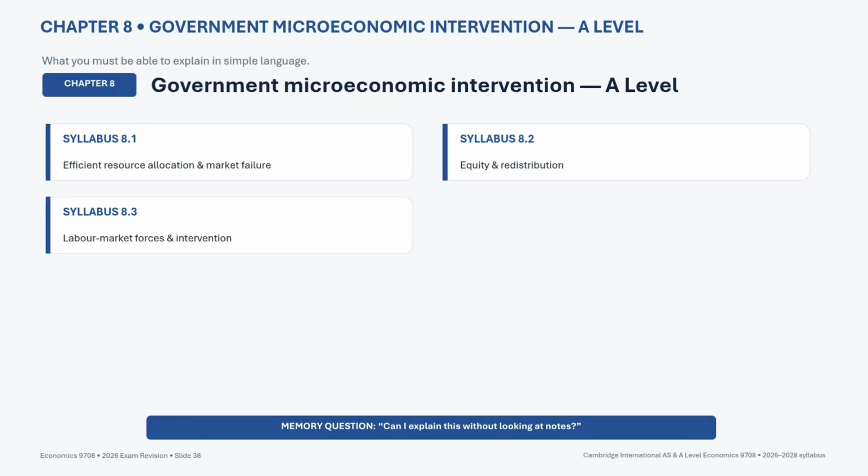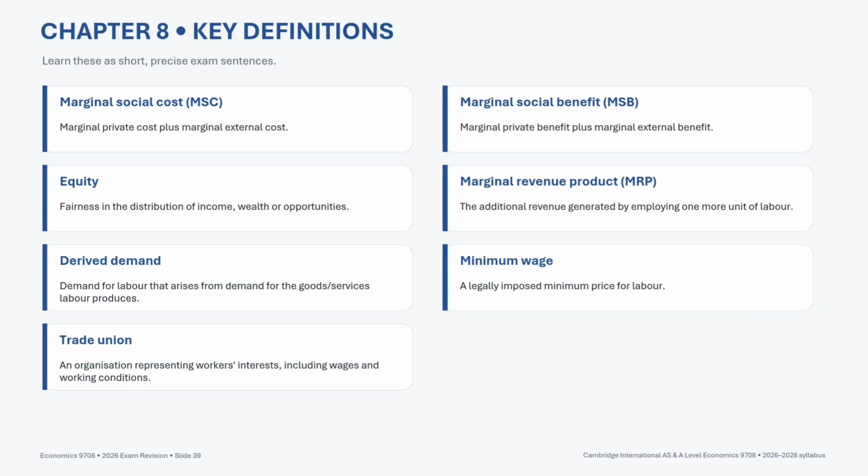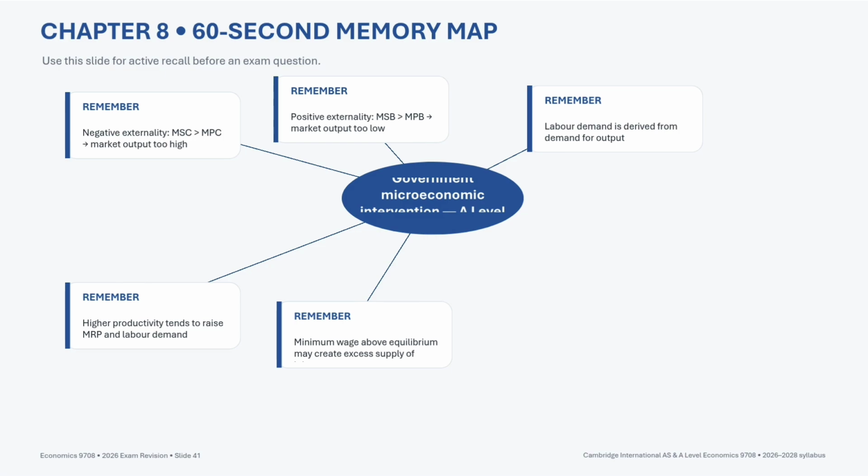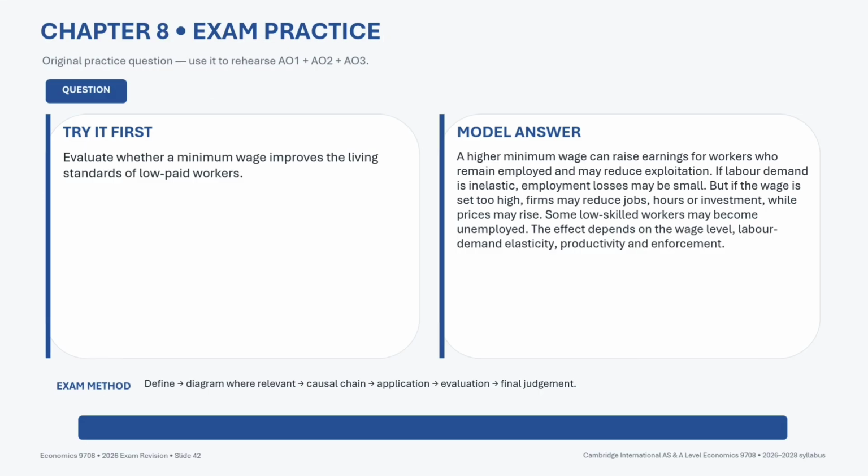It covers efficient resource allocation and market failure, equity and redistribution, labor market forces and intervention. There are key definitions to master, listed. The main diagram to master is the labor market diagram with labor demand and the costs and productivity and output and the revenue that goes with it. The memory map gives you the focus on the main aspects of this chapter. You have a model question and answer to practice.